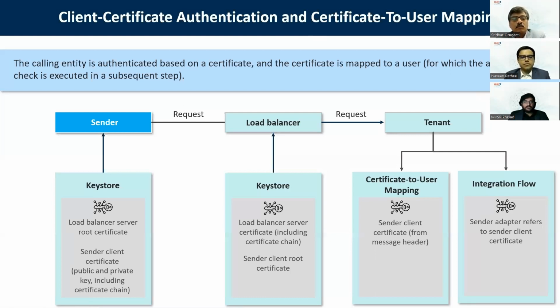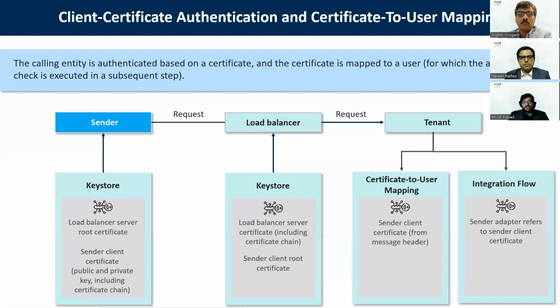So in every respective system, the key store will maintain the respective system root certificate, so that it can receive the request, and the request can be passed to the target system, and then subsequently we can access the integration flows. So these are all the certificate-based communications. While doing certificate-based communications, we have to keep in mind the trusted certificate enablement in terms of keeping the communication between the systems. So the calling entity is authenticated based on the certificate, and the certificate is mapped to the user, for which the authorization check is executed in a subsequent step.